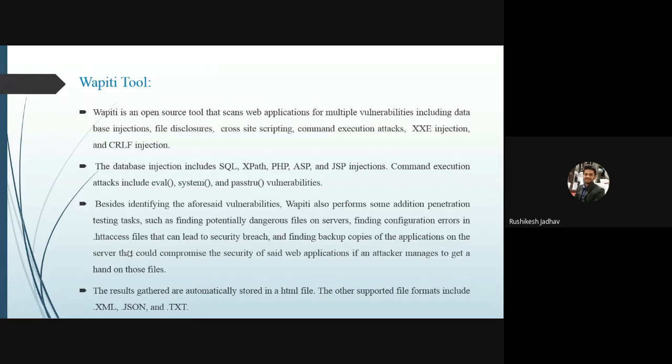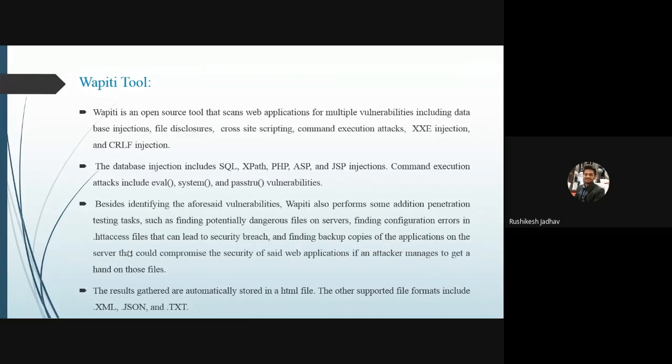Besides identifying the aforesaid vulnerabilities, Wapiti also performs some additional penetration testing tasks, such as finding potentially dangerous files on servers, finding configuration errors in HTTP access files that can lead to a security breach, and finding backup copies of the application on the server that could compromise the security of the web application if an attacker manages to get hold of those files. The results generated are automatically stored in an HTML file in the file manager.